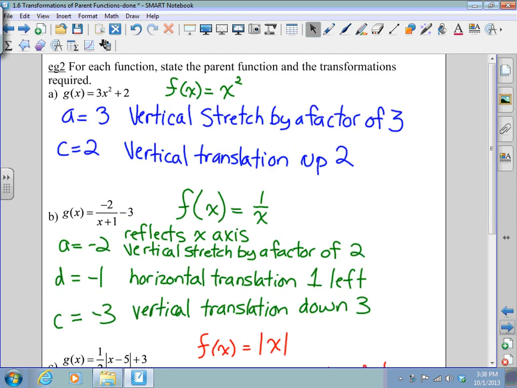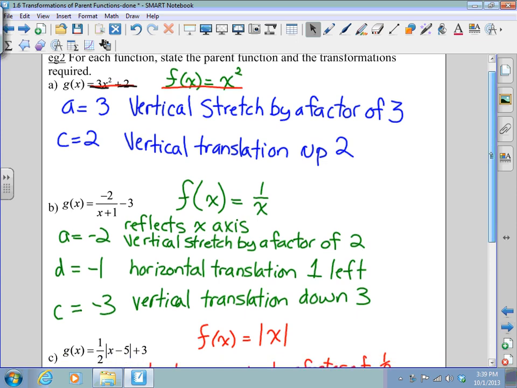Let's try example 2. For each function, state the parent function and the transformations required. So in example A, you should notice that in the expression you've got x squared. That tells you your parent function is quadratic, and your parent function is f of x equals x squared. The other thing you should notice, ladies and gentlemen, is that a equals 3. That tells you you have a vertical stretch by a factor of 3. And c is +2, which means you have a vertical translation up 2. Okay?